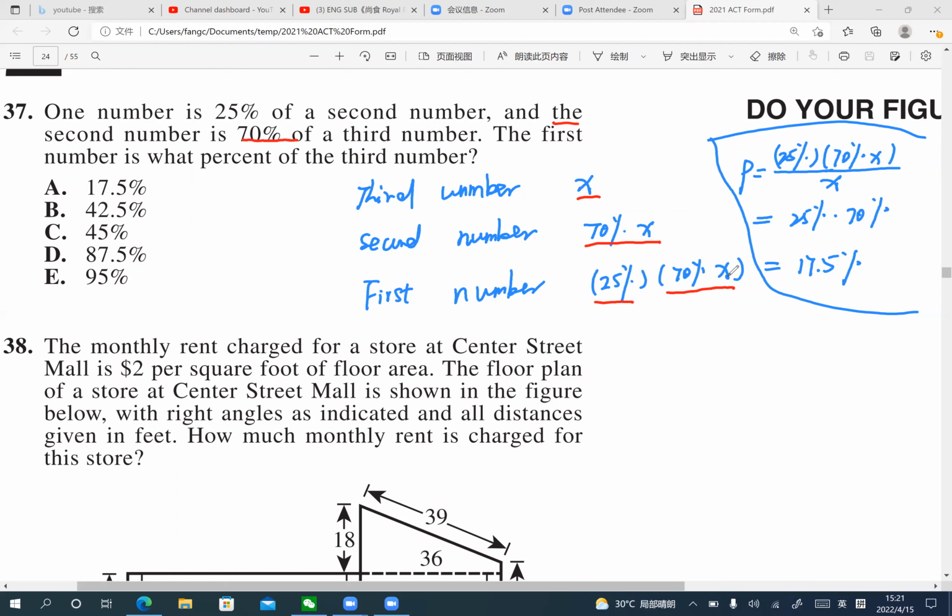The question is, the first number is what percent of the third number? So the percentage should be equal to the first number over the third number. The first number is 25% times 70% x. The third number is x. We divide out the common factor x. We get the percentage should be equal to 25% times 70%, which is 17.5%. We should choose option A, question 37.